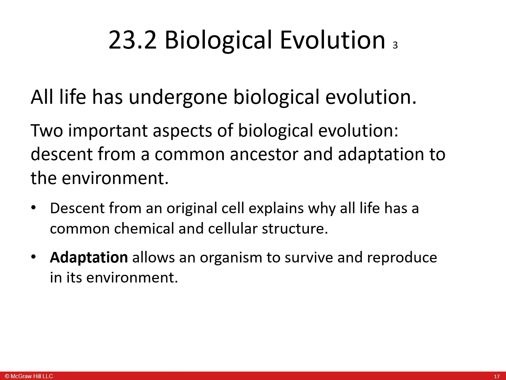What we call biological evolution. Two important aspects of biological evolution are descent from a common ancestor and adaptation to the environment. Descent from an original cell explains why all life has a common chemical and cell structure. Adaptation allows an organism to survive and reproduce in its environment.